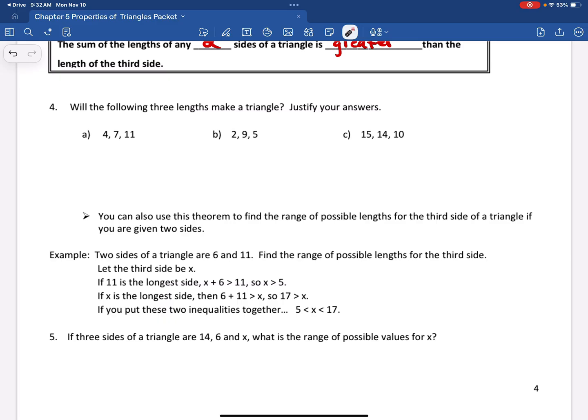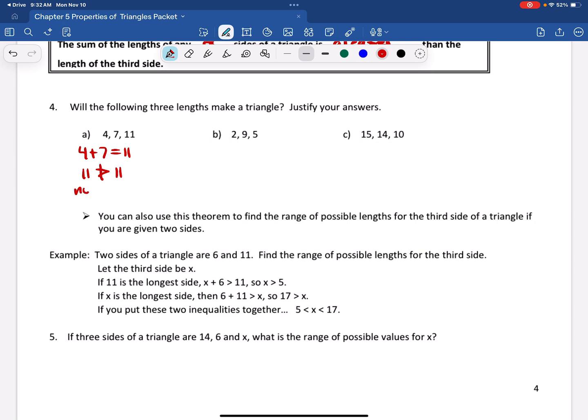So what we can do is we can always take the shortest 2 sides and add them up. 4 plus 7, and that is equal to 11. Okay, so I'm going to say 11 is not greater than 11, so not a triangle. It has to be greater.